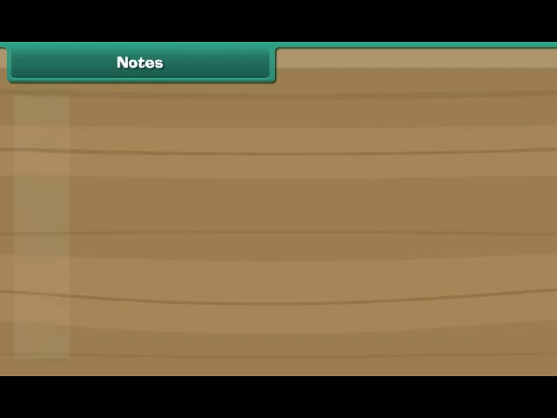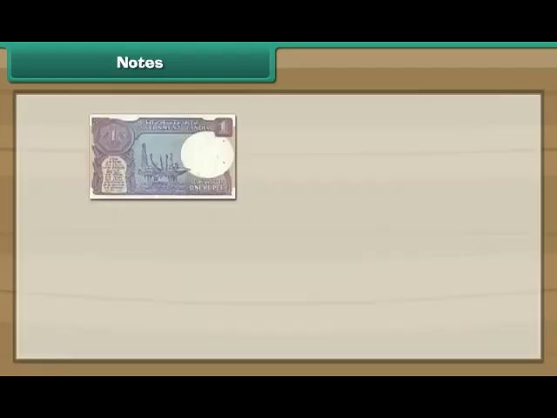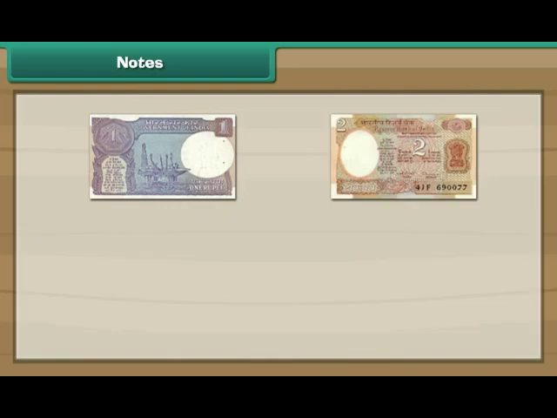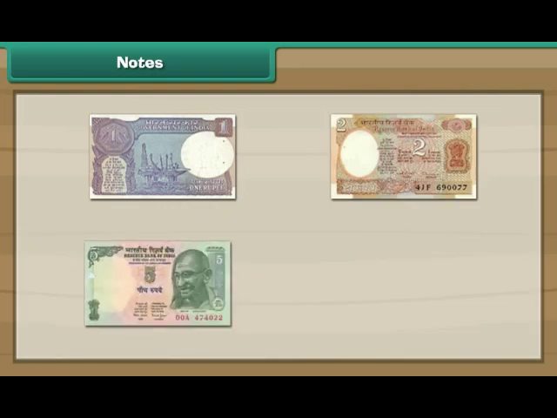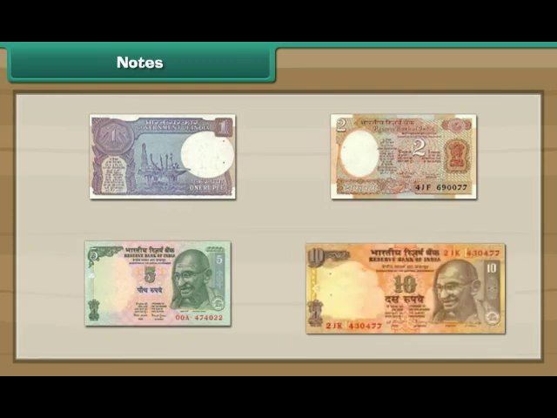Notes. Look at the note. This is a 1 rupee note. This is a 2 rupee note. This is a 5 rupee note. This is a 10 rupee note. Let us now look at the different combinations of notes.